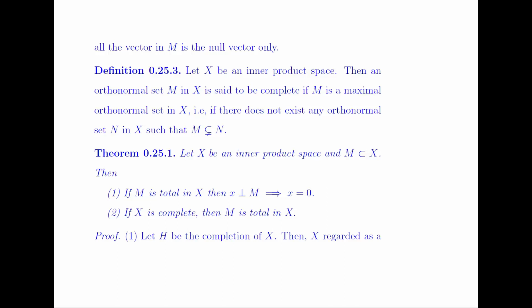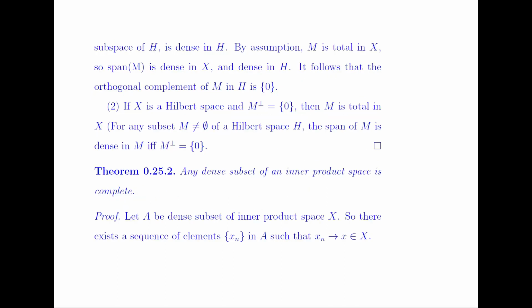So let H be a completion of the inner product space X. Then X, regarded as a subspace of H, is dense in H. By the assumption, M is total in X, so the span of M is dense in X, and hence it will be dense in H. So it follows that the orthogonal complement of M in H is a null set, by the definition.